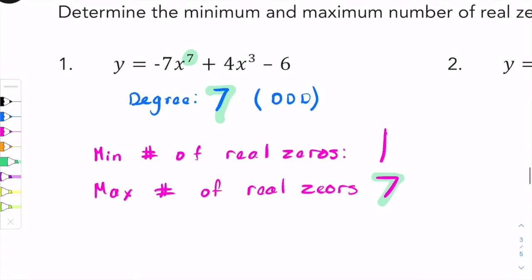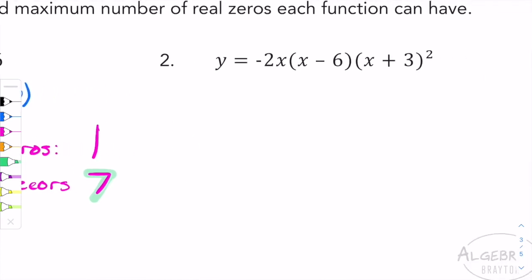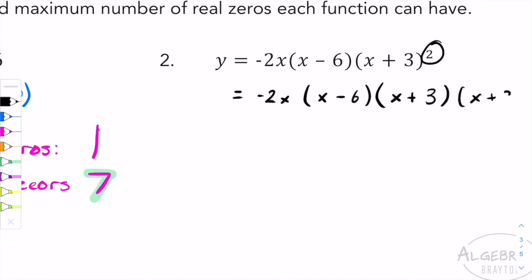Okay, for number 2. Number 2 is not in standard form, so we need to write this in standard form. However, we only need the degree of the function, so we only need that first term. I'm going to start by expanding my exponent, writing this as negative 2x times x minus 6 times x plus 3 times x plus 3.